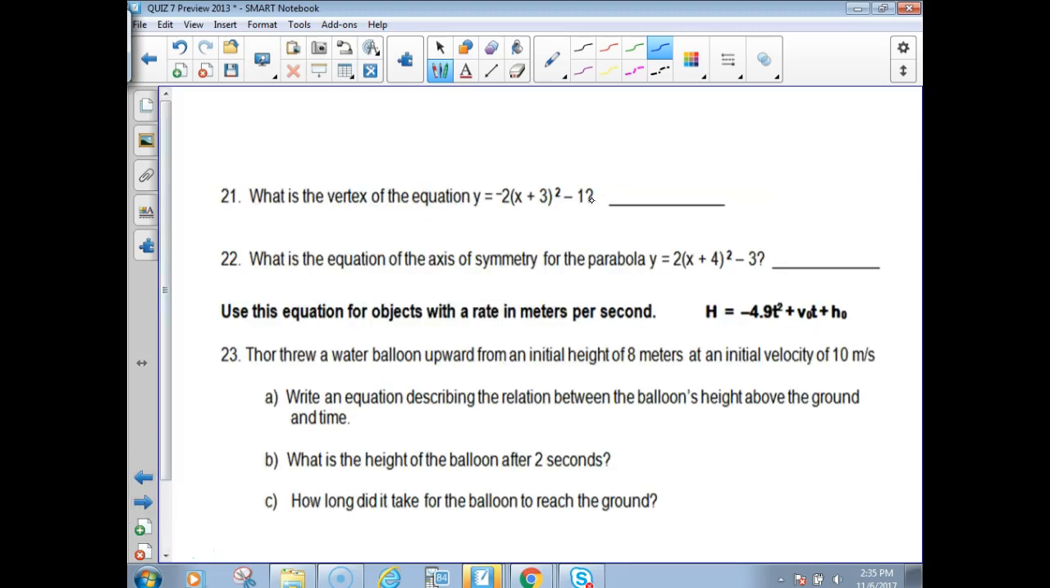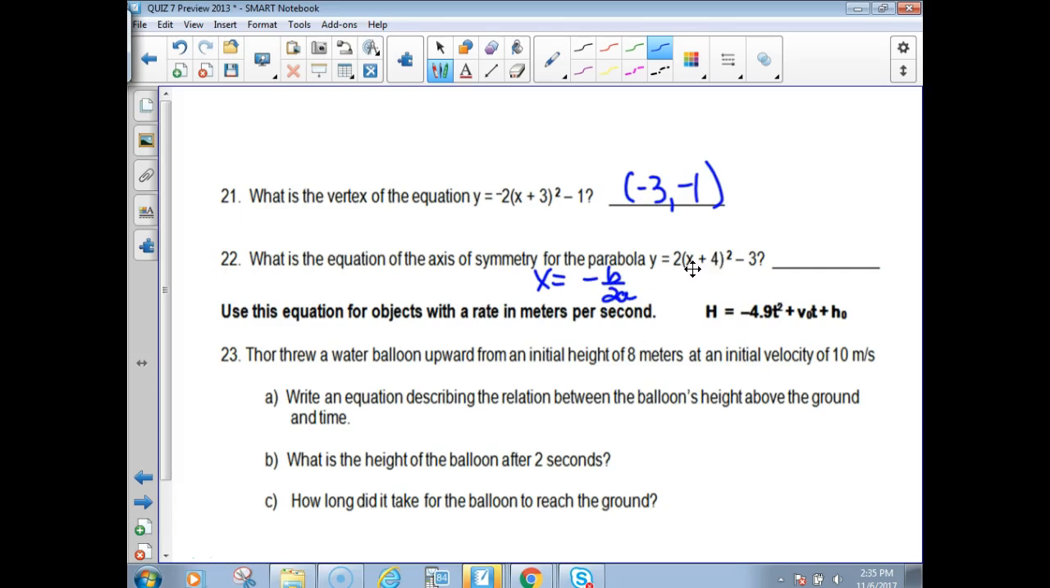Number 21, what's the vertex of this? It would be negative 3, negative 1. What is the equation of the axis of symmetry of the parabola? Well, so wait a minute. What about the opposite of b over 2a? Isn't that how we found the vertexes? But why am I not going to use this?